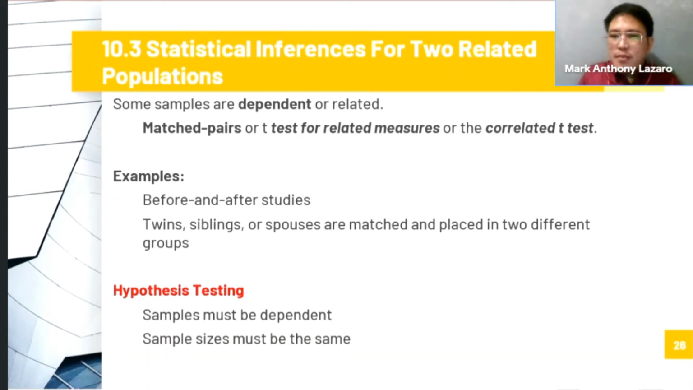Let's begin with the before and after study. Sometimes, as an experimental control mechanism, the sample person or object is measured both before and after a treatment. Certainly, the after measurement is not independent of the before measurement because the measurements are taken on the same person or object in both cases. Other examples of related measure samples include studies in which twins, siblings, or spouses are matched and placed in two different groups. Proceeding to hypothesis testing, to ensure the use of proper hypothesis testing techniques, we need to ensure that the samples are dependent and the sample sizes are the same.